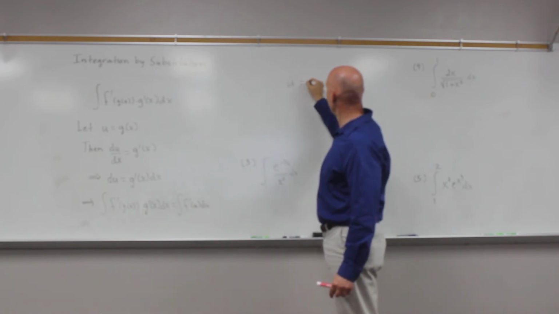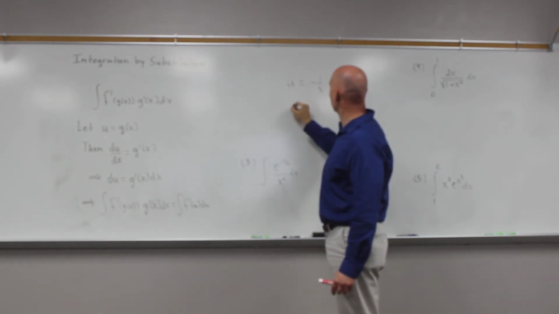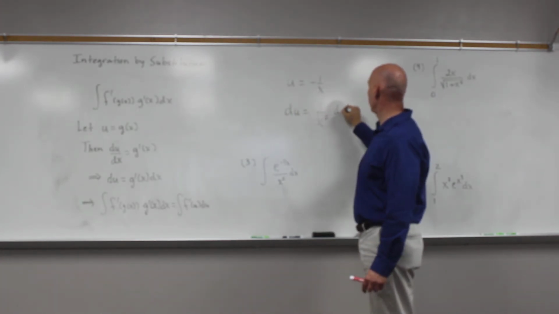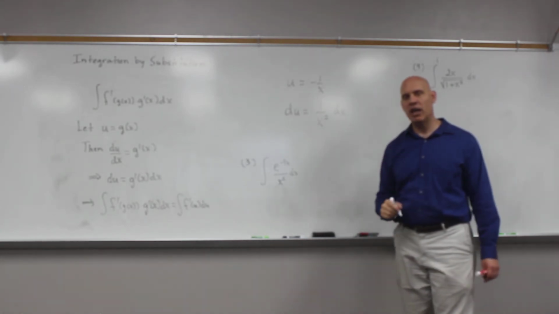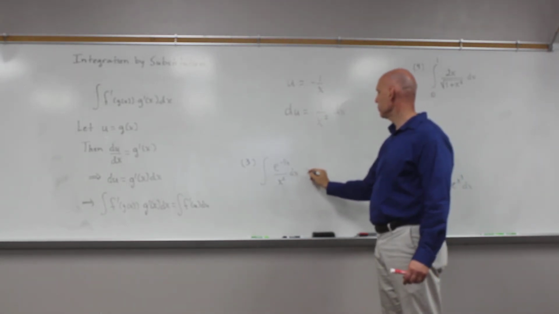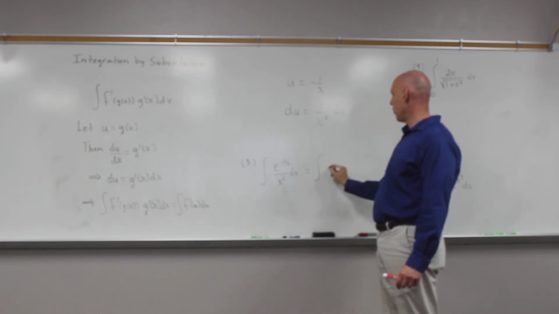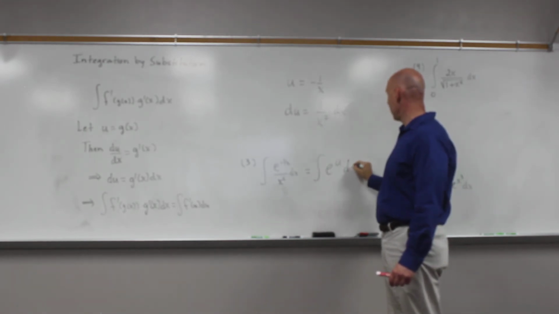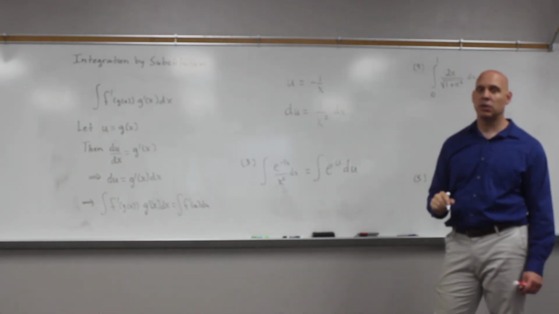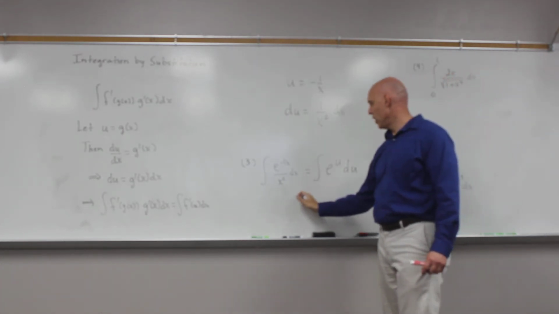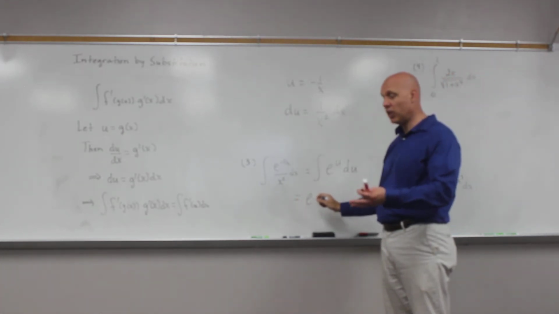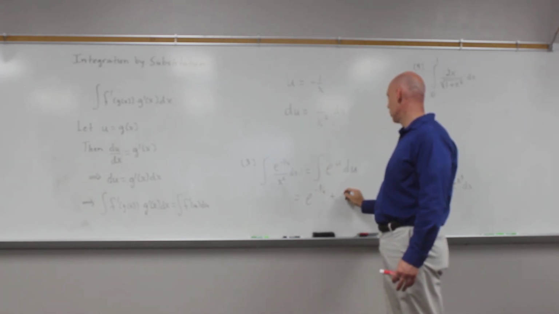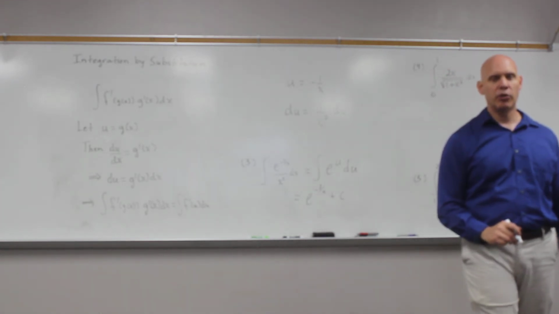Let's try u equals negative 1 over x. Then du would be 1 over x squared dx. And notice I do have that. So substituting in, I have e to the u, and then dx over x squared is exactly du. The integral of e to the u is e to the u, so I'm just going to skip that step and back substitute. And there's my antiderivative.